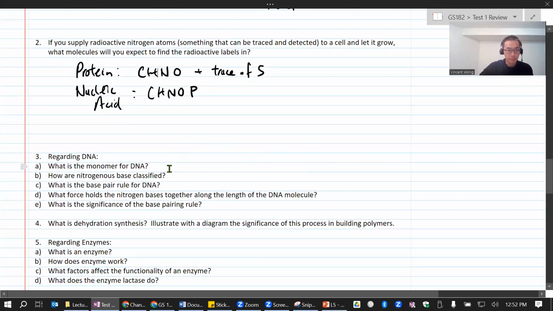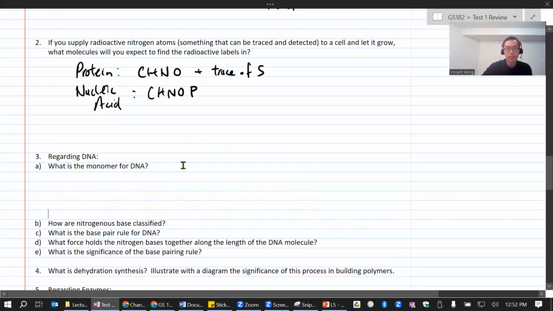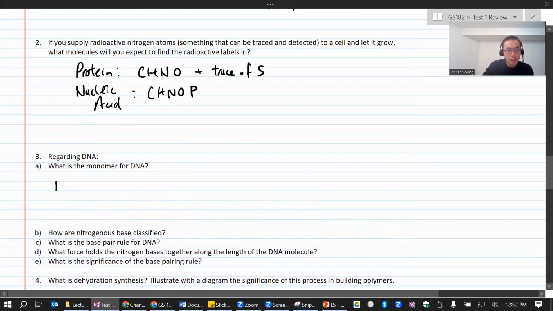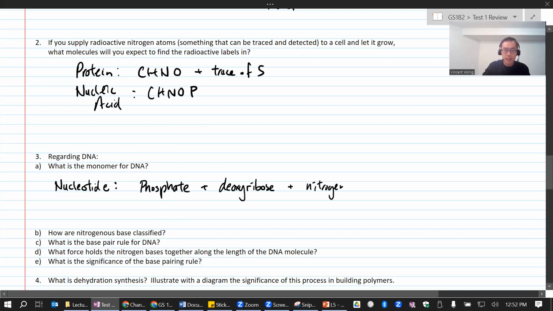All right, DNA. What is the monomer for DNA? We have the nucleotide, which is made up of 3 parts. There is the phosphate. There is a sugar, and since we're talking about DNA, it is going to be a deoxyribose, and a nitrogen base. And in the case of DNA, what are the possible nitrogen bases? Anybody remember?